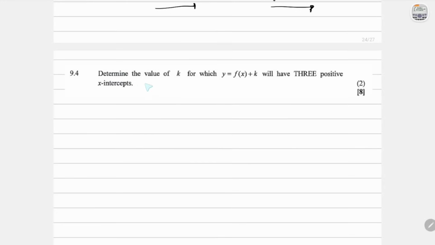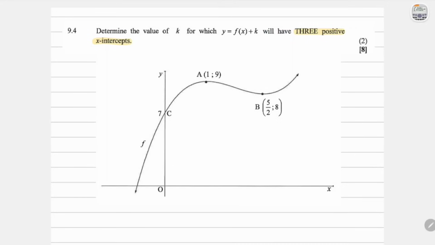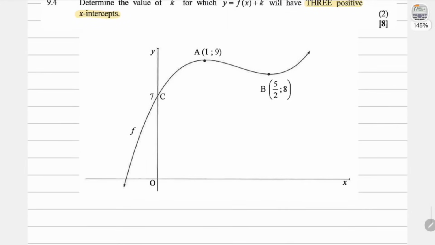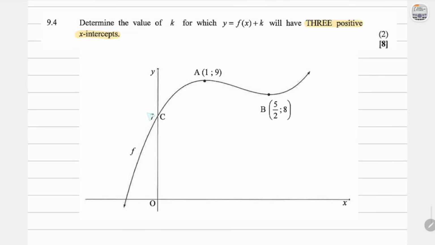Question 9.4 says, determine the value of k for which y equals f of x plus k will have 3 positive x-intercepts. Okay, so we need to use the graph for this. We don't have an equation, and they're specifically speaking about positive. You can only control that from the graph. Okay, so here is our graph, and focusing on getting 3 positive x-intercepts, let's just draw an outline of the graph so we can better control it.